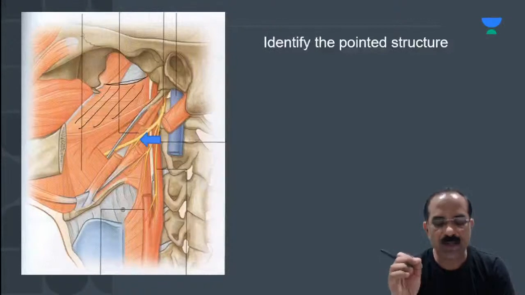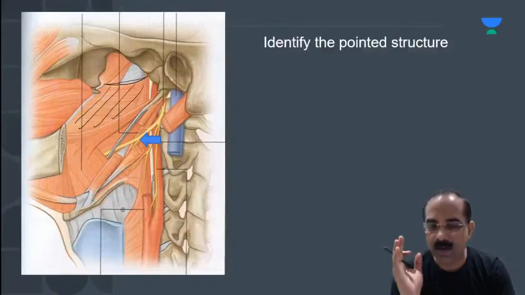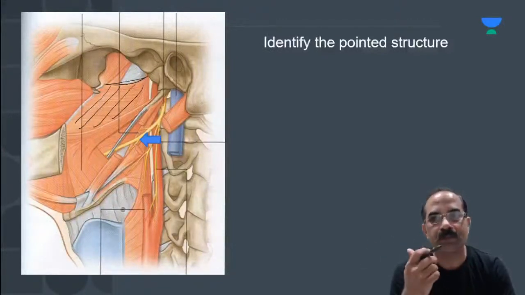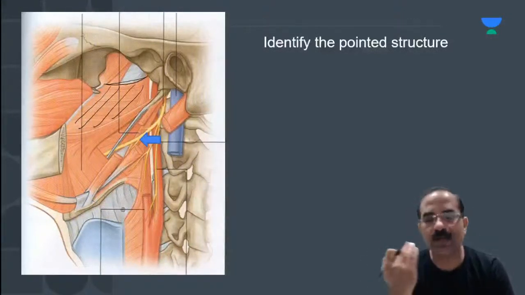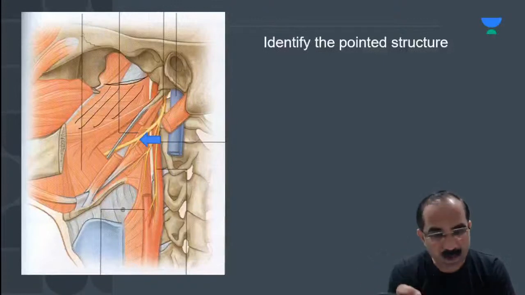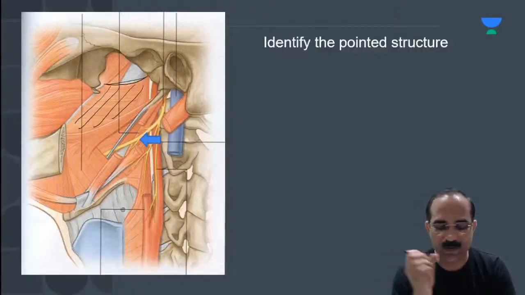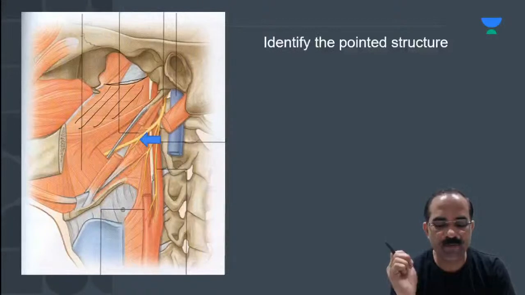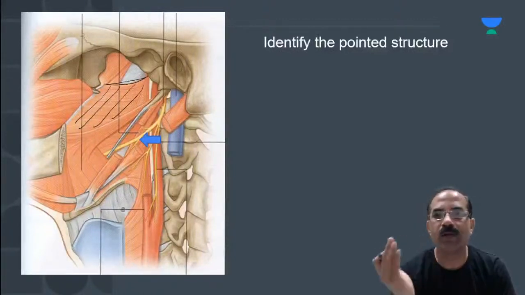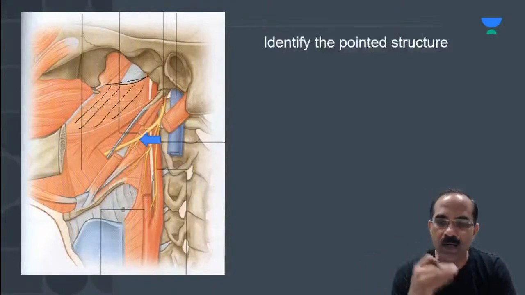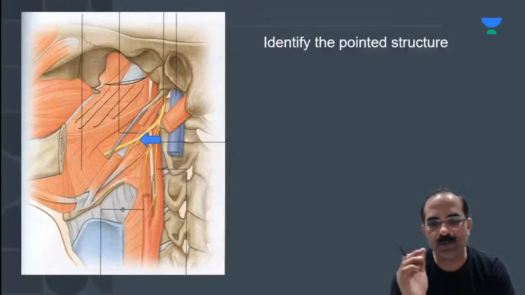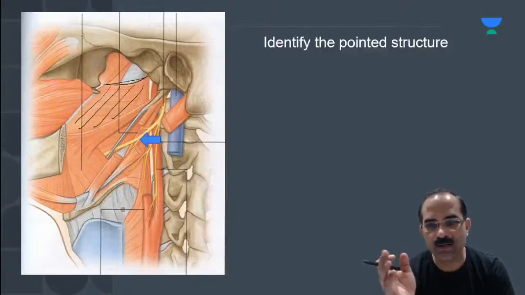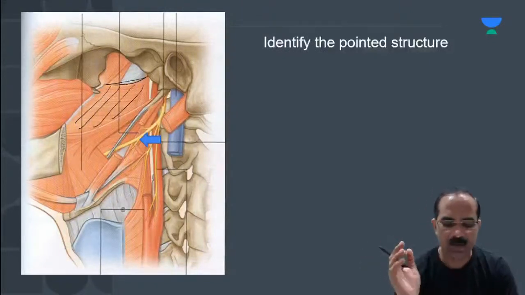Muscles of the pharynx from inside are lined by pharyngobasilar fascia. And muscles of the pharynx from outside are covered by buccopharyngeal fascia. Perfect.